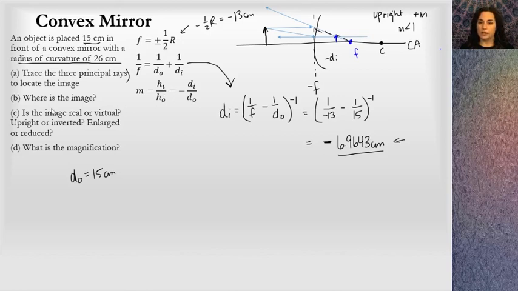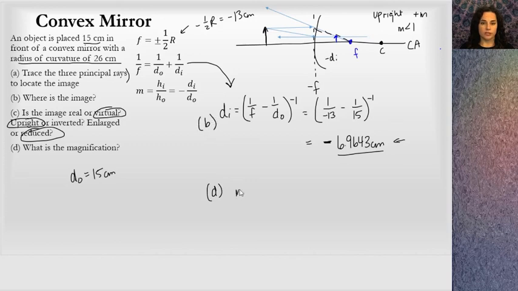So we solved where is the image. We figured out where the image is. Is the image real or virtual? The image is located behind the optical device where the extensions of the rays meet up. So this is a virtual image. We can see that it's upright, and we can also see that it's reduced. I can calculate the magnification. That's the last thing to do here.